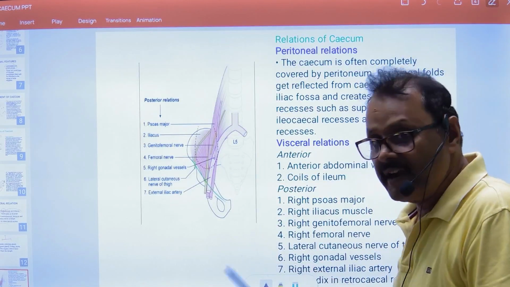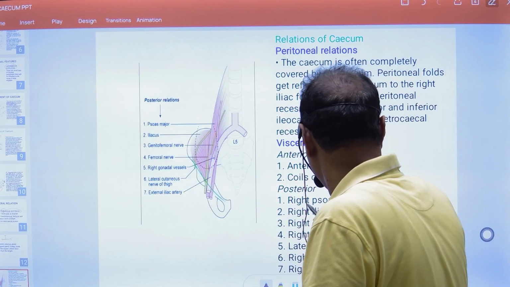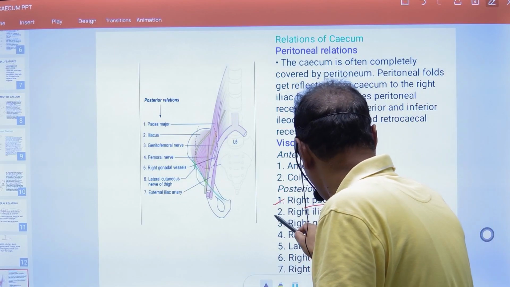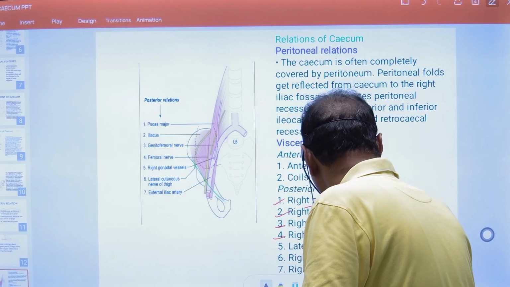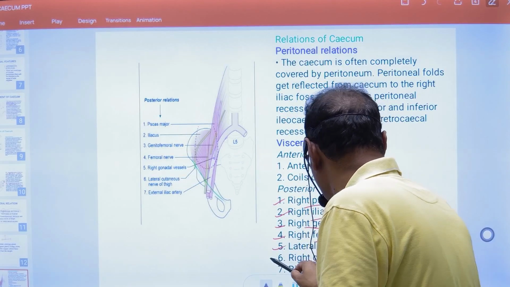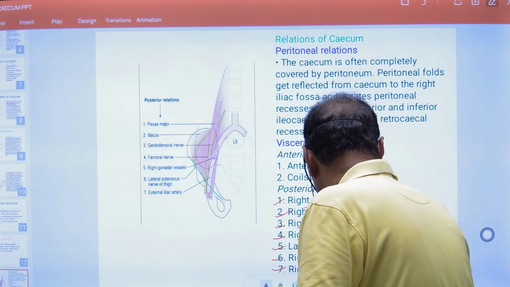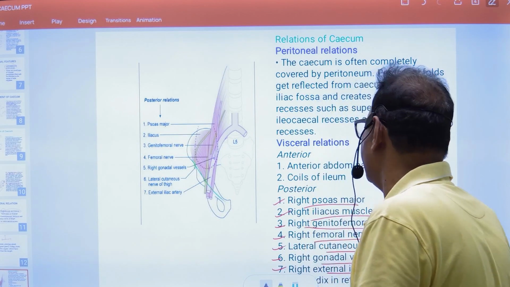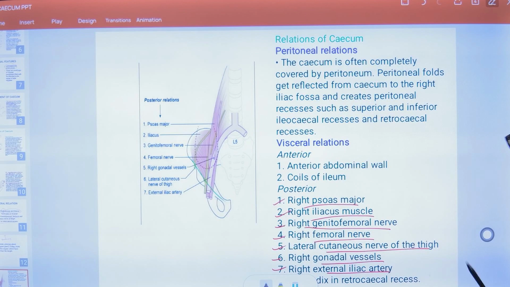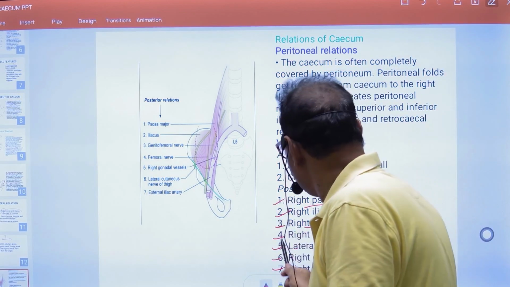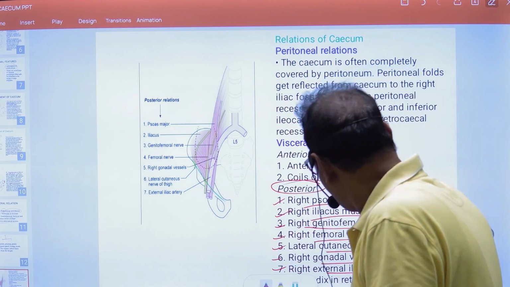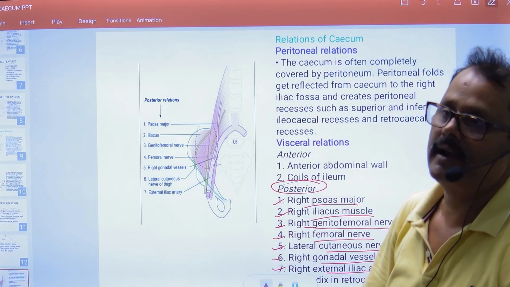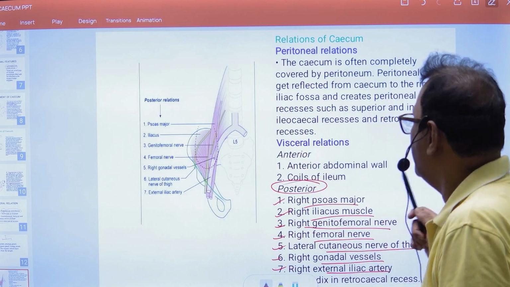Now the visceral relation which we have just seen: the right psoas muscle, right iliacus muscle, right genitofemoral nerve, right femoral nerve, right lateral cutaneous nerve of thigh, right gonadal vessels, right external iliac artery, and appendix in the retrocecal junctions will be the posterior relation. This will be the posterior relation of the cecum. So everywhere you have to write right, and right, because it is situated in the right iliac fossa.